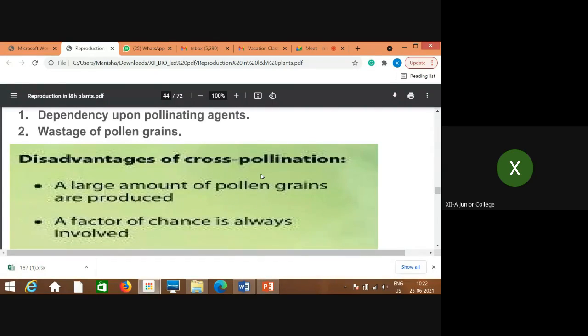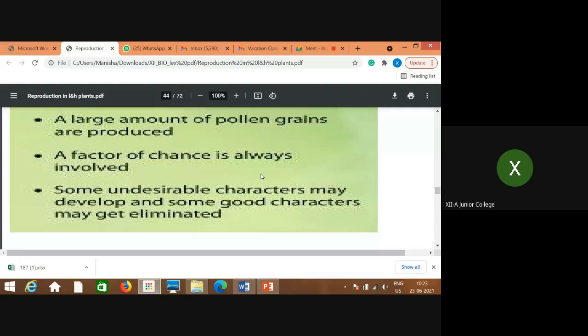And then one more thing which is considered in this case is that the factor of chance is always involved. That means it's not a sure method of pollination. We can't say that surely it will get pollinated by this agent or that agent. There are always chances. Maybe 90% chances of cross pollination are there, but 10% are not there. So it's not a sure method of pollination. Cross pollination cannot be considered a sure method, because pollination may happen or may not happen. That is why it's always a factor of chance.